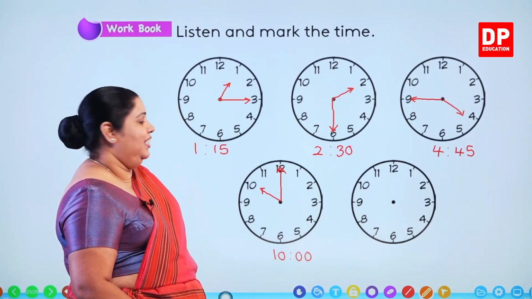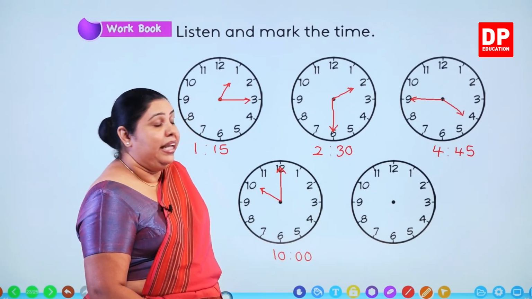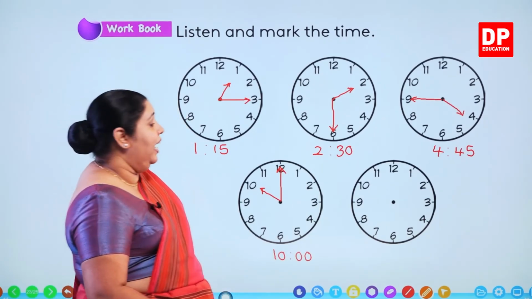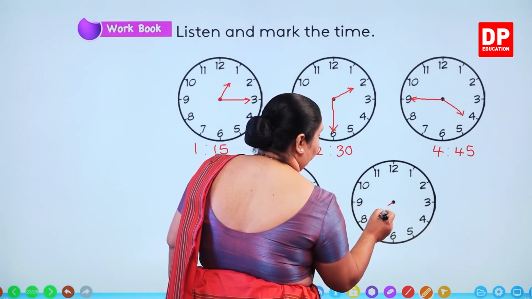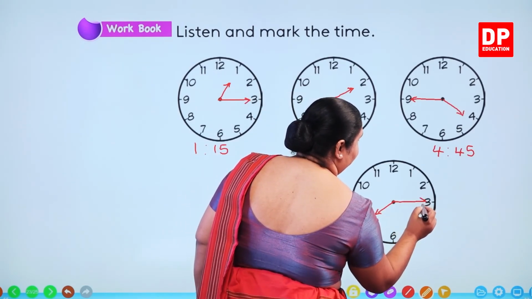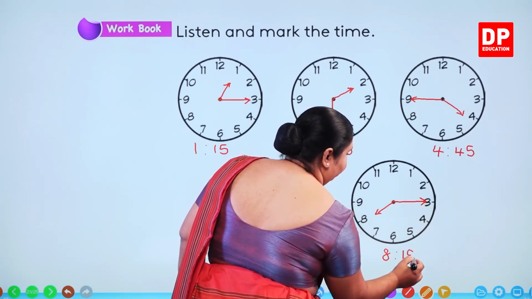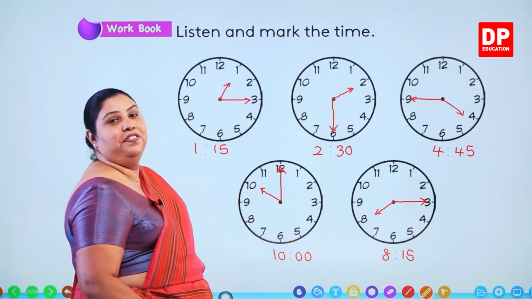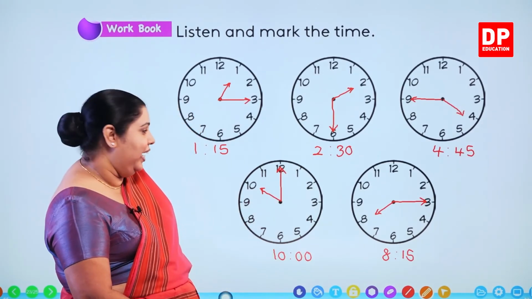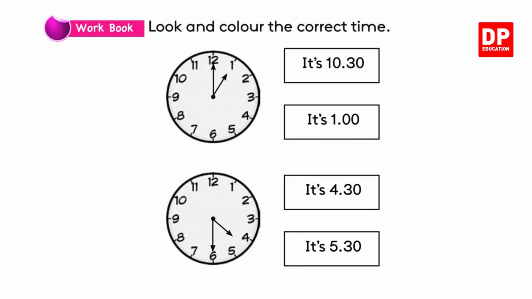All right. Now the next one. I want you to mark 8:15. The short hand should go to number 8 and 15 means 3 o'clock. 8:15 is the time. Okay, right. So now we'll move on to our next slide.